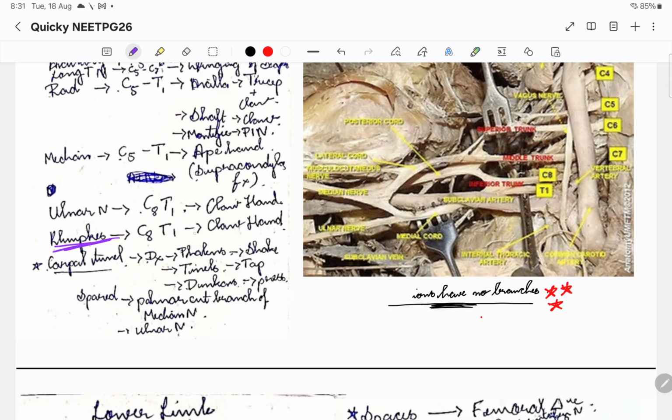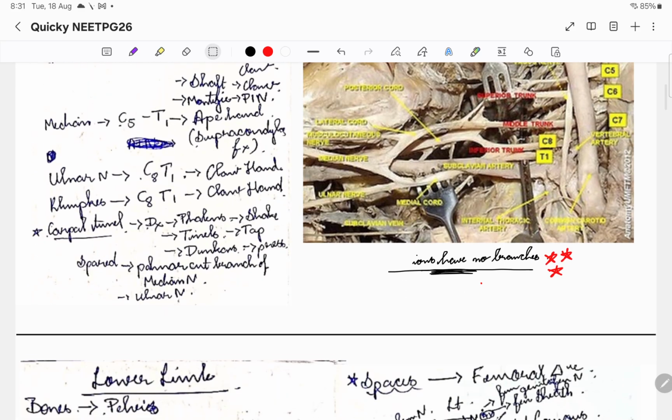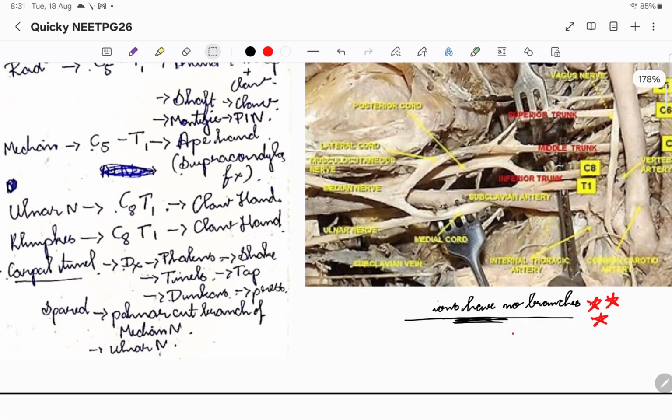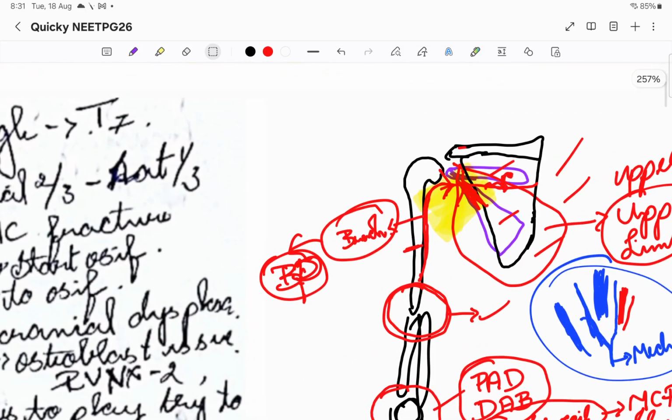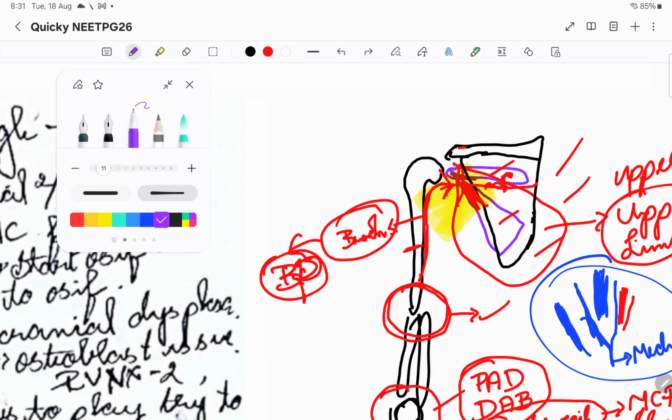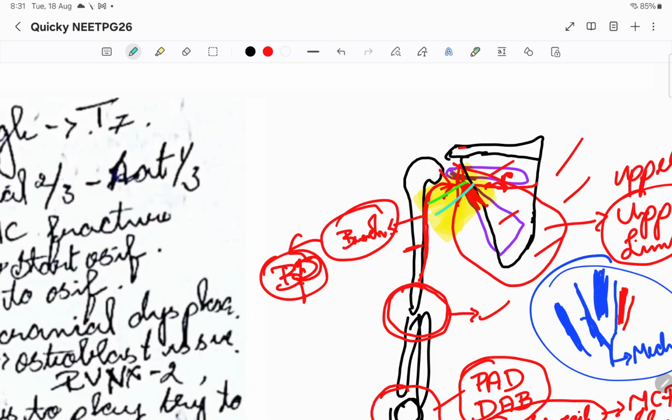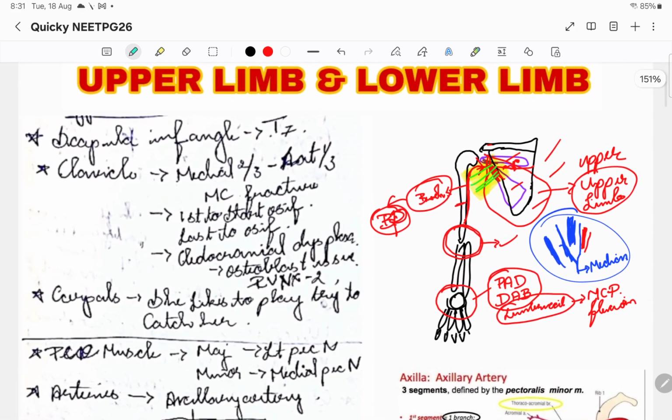So for Klumpke's palsy, it is going to be claw hand again. It is going to be the C8, T1 root. So this is the table I need you to remember. Now we have discussed the nerves also, right? So now we are done with bones, muscles, spaces, arteries and nerves. You got an idea of the upper limb.